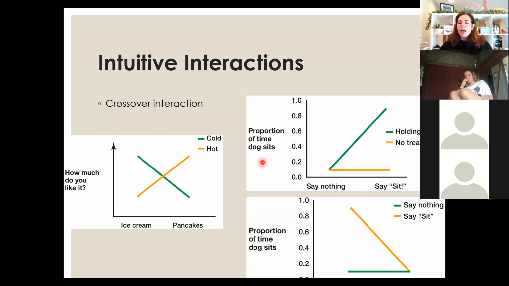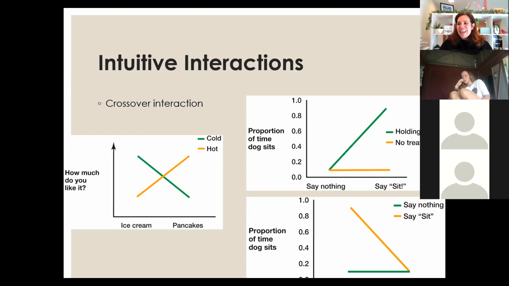This is how long a dog will sit based on whether you say nothing, you just look at them, or if you tell them sit. And then the other factor is whether or not you're holding a treat, okay? If I say nothing and I'm holding a treat, the dog doesn't seem to sit down for a whole lot. If I say sit and I don't have a treat, not a whole lot. But if I'm holding a treat, the dog is willing to sit for a lot longer, okay? This is what's called a spreading interaction. Whether or not the dog sits depends on whether or not I'm holding a treat.